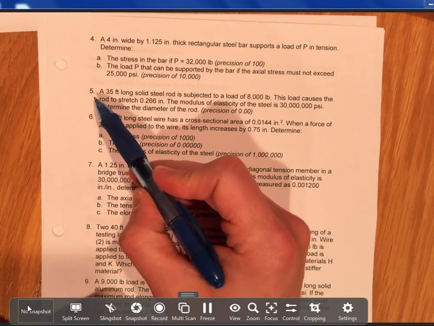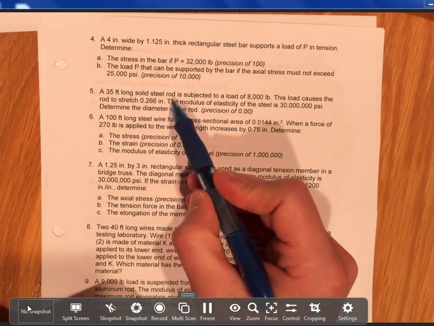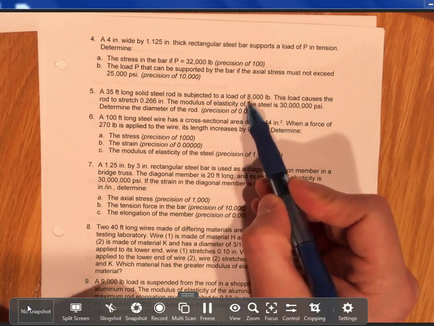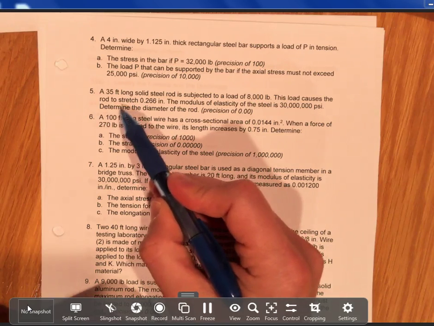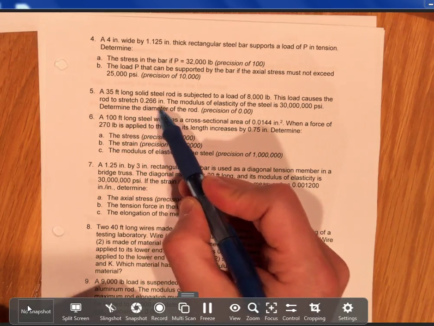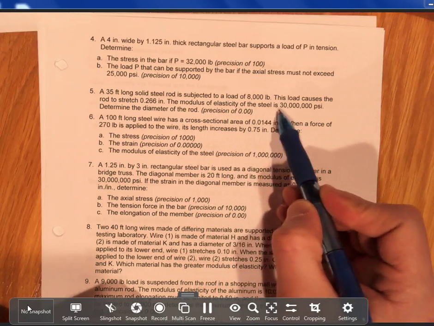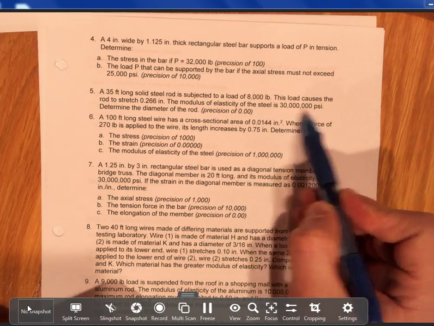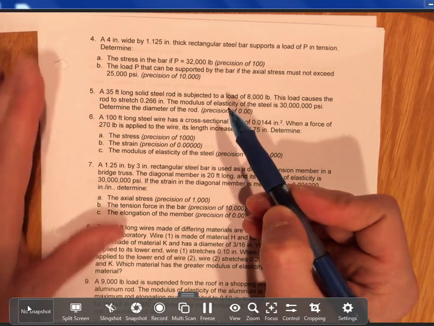This time I'm going to do number 5. It says a 35-foot long steel rod is subjected to a load of 8,000 pounds. This load causes the rod to stretch 0.266 inches. The modulus of elasticity of the steel is 30 million psi. Determine the diameter of the rod with a precision to the nearest hundredth.